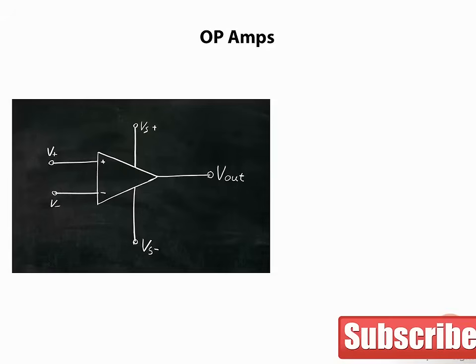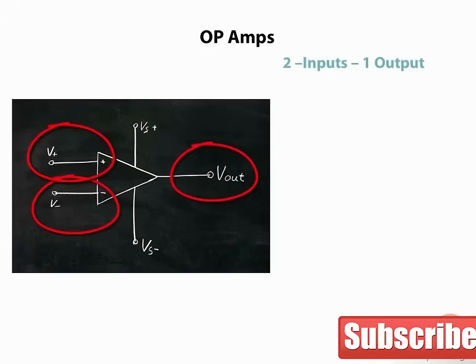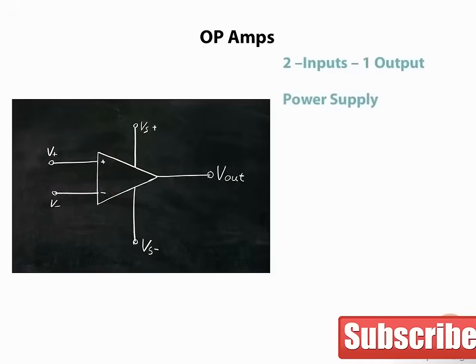The schematic diagram of an op-amp is shown here. We see that there are 2 inputs and 1 output. The input with the negative sign is called the inverting input, and the input with the positive sign is called the non-inverting input. We have connections for a power supply, both negative and positive. The maximum voltages that an op-amp can produce at the output are limited by the voltages Vs minus and Vs plus. These are called the rail voltages, and most op-amps can generate outputs from rail to rail.